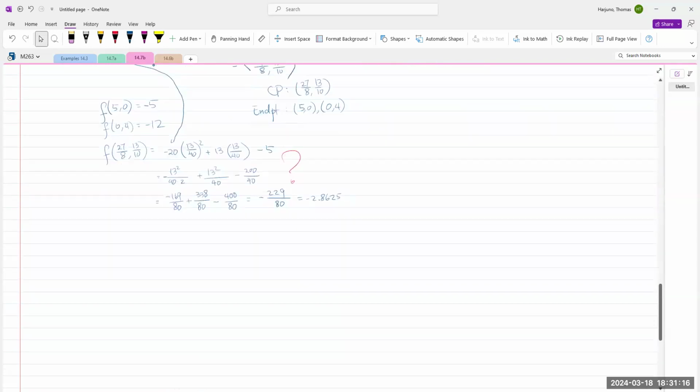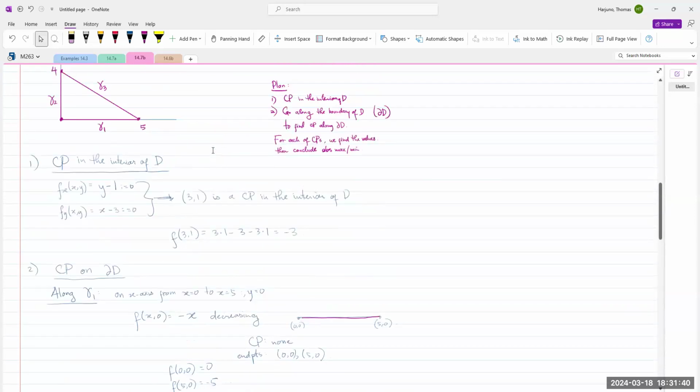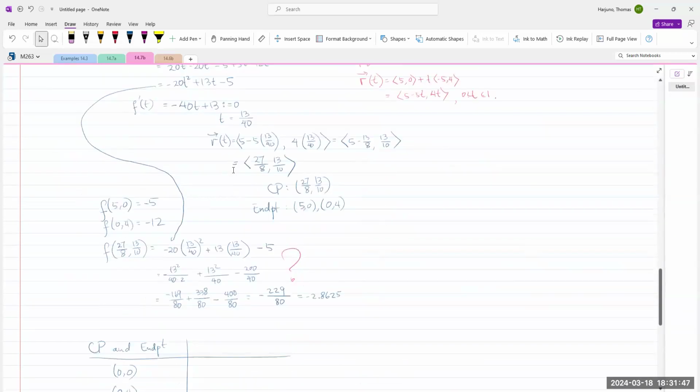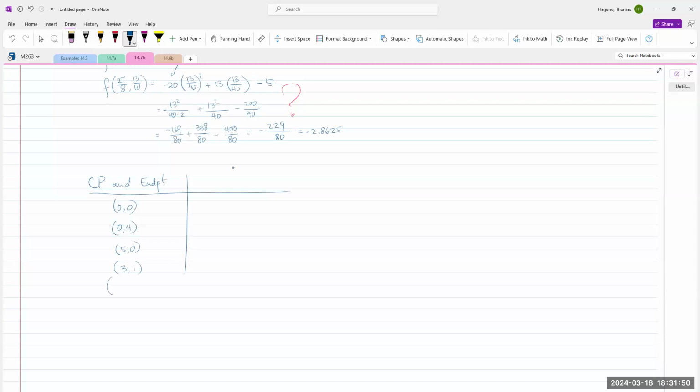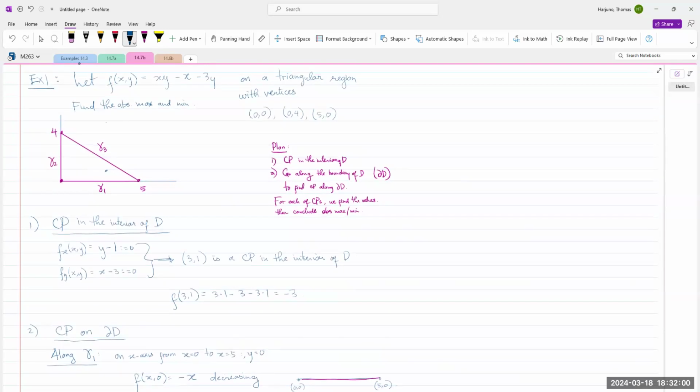So at this point, we can already conclude that the critical points and endpoints are 0, 0, 0, 4, 5, 0, and then 3, 1. Make sure this 3, 1 is in this region though. So 3, 1, I think is here. So it is still in the triangle, right? In the region. 3, 1, and then what else? 27 over 8, 13 over 10. Now this should be somewhere here, somewhere there on the path.